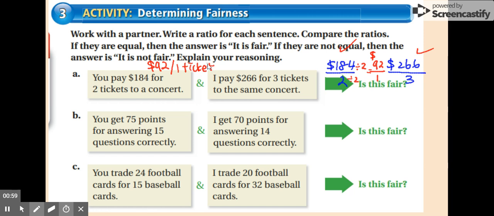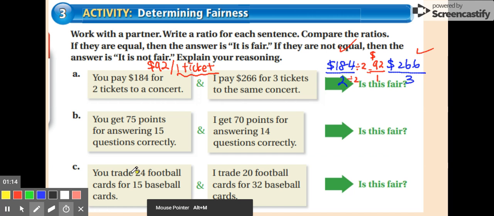This makes much more sense than how many tickets you can buy if you have $1, right? So that's why I put tickets in the denominator. What about 266 per 3 tickets?